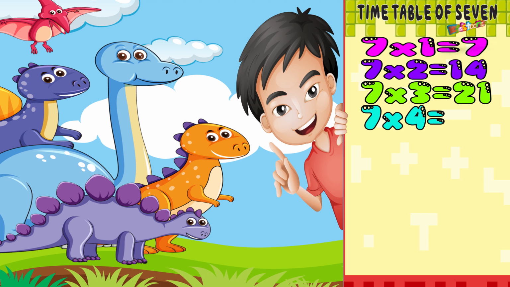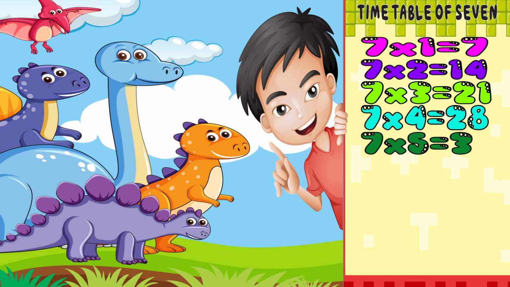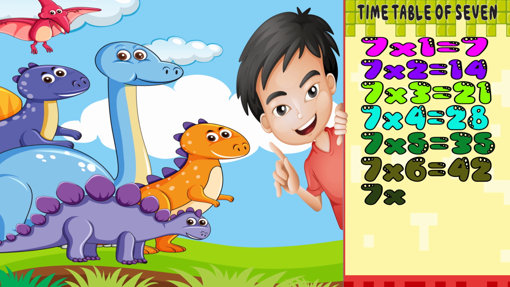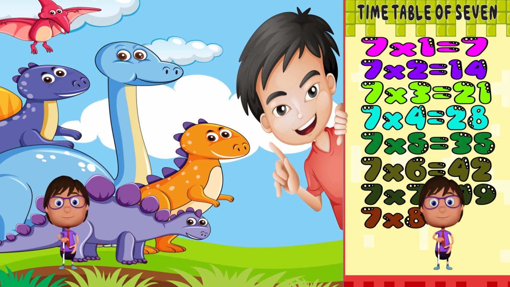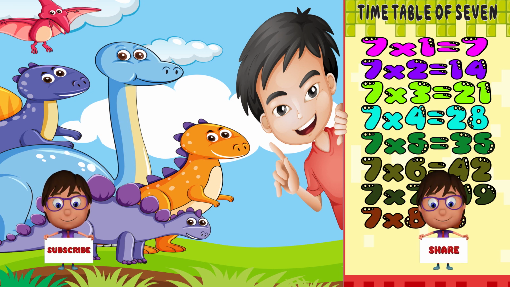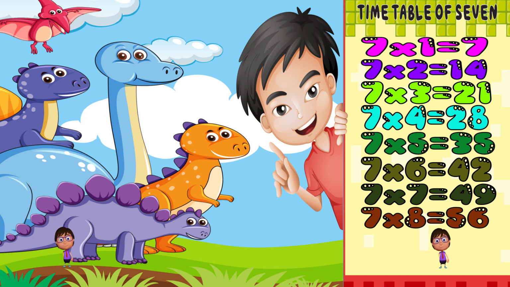7 times 4 is equal to 28. 7 times 5 is equal to 35. 7 times 6 is equal to 42. 7 times 7 is equal to 49. 7 times 8 is equal to 56.